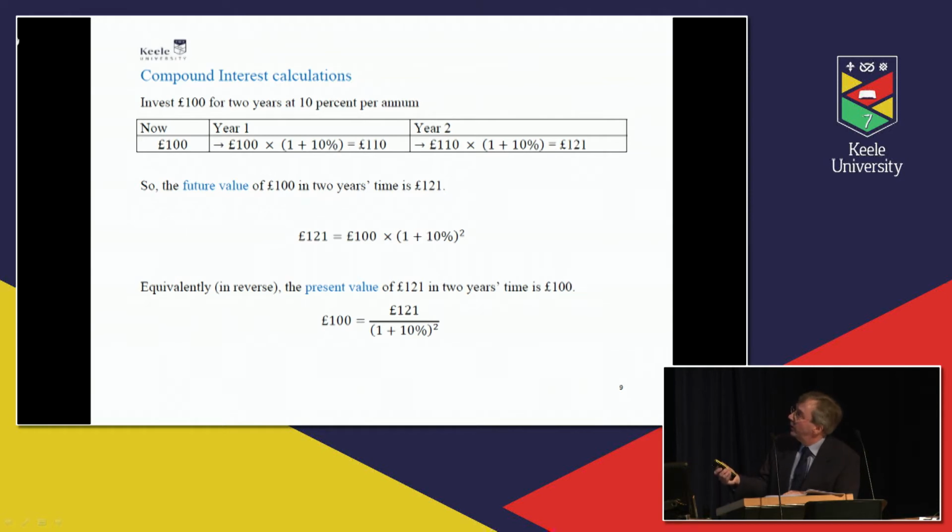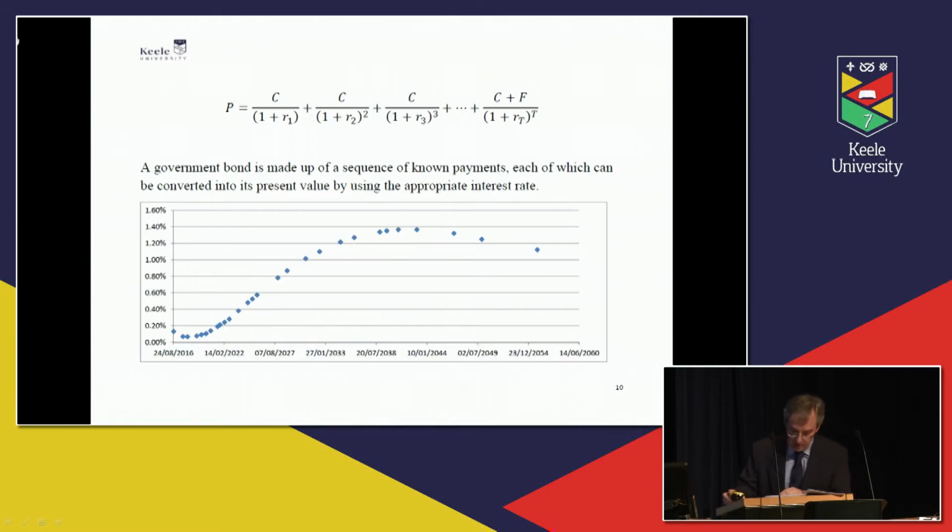So here it is in future value terms and here in present value terms. Now, if we look again at the bond pricing relation, we can see that it's made up of a set of future payments, and the price of the bond is the total of all these payments converted back into their present values using the term structure of interest rates. So we have a set of present value calculations, each added up to make the bond price.